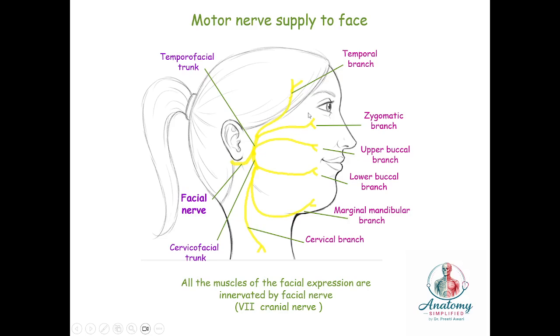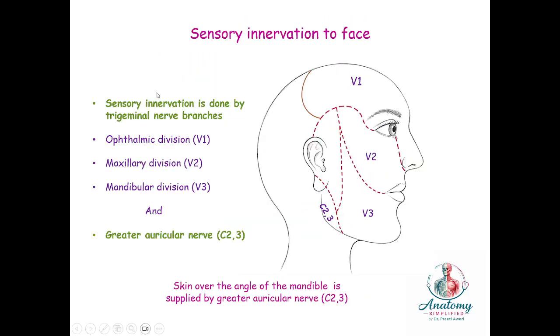Zygomatic branch will innervate muscles in relation with zygomatic bone and the lower part of orbicularis oculi. Upper buccal, lower buccal will also supply to muscles in relation with upper lip, lower lip, and cheek. The marginal mandibular nerve, it is passing, let us say 1 to 2 centimeter lateral or below the angle of the mandible, and it enters in the lower part of the face to supply muscles over the mandible. The cervical branch is entering in the neck to supply platysma. The sensory innervation to face is done by various branches of trigeminal nerve and greater auricular nerve.